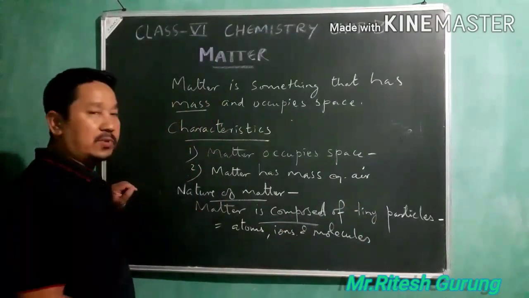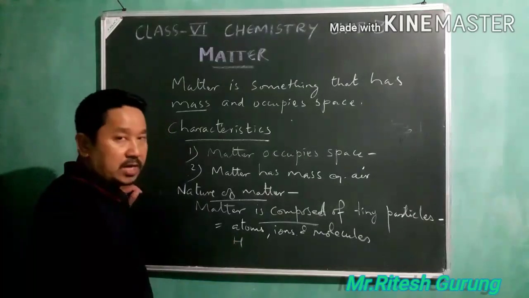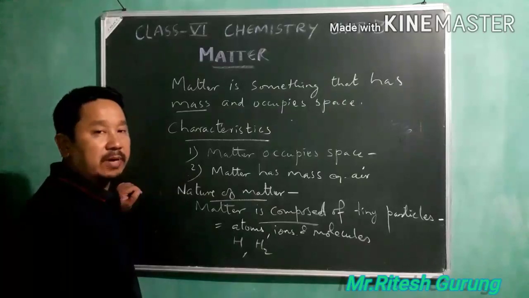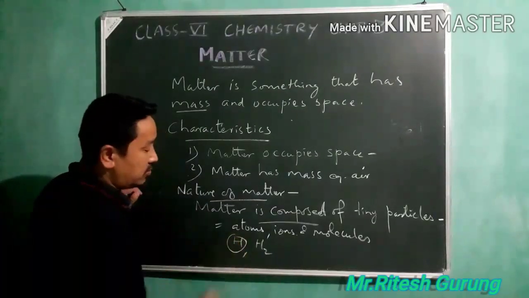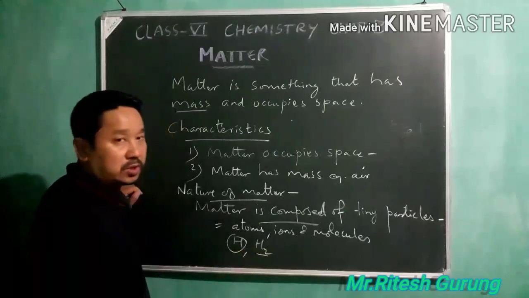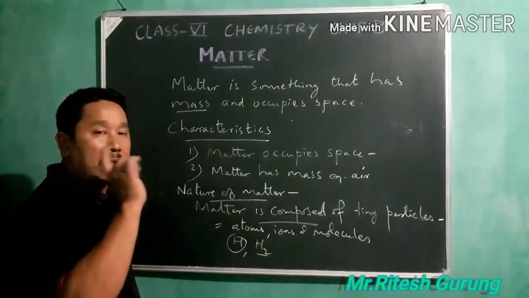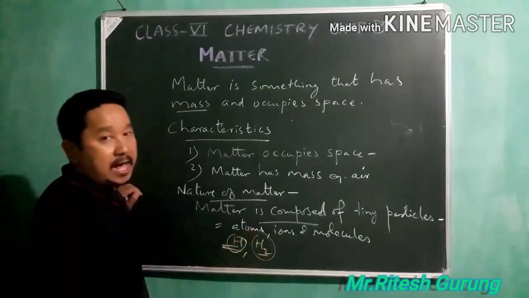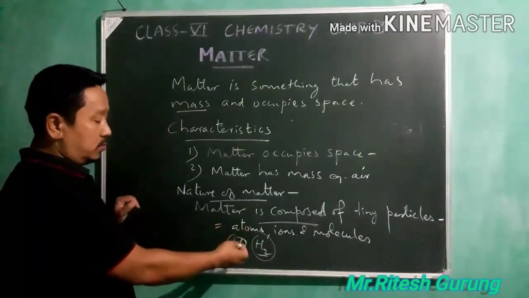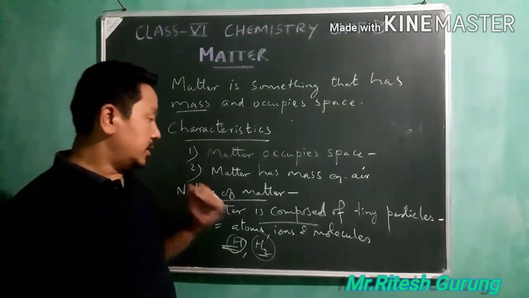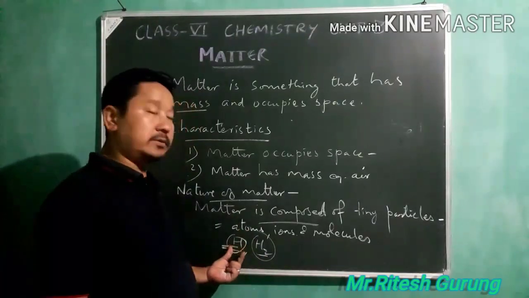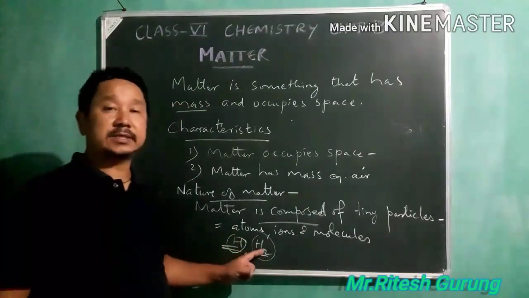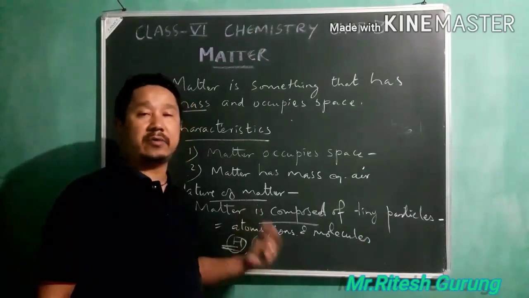I'll give you one more example here. Suppose H is an atom of hydrogen. When I write H2, it is the molecule of hydrogen. Here only one atom of hydrogen, here two atoms of hydrogen, making one molecule of hydrogen. Here is a group of atoms, but here it is only one atom. Both of these can have every character of hydrogen. Whatever properties hydrogen has, they can also have.